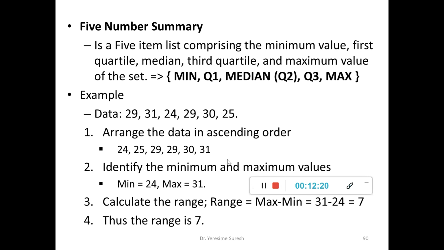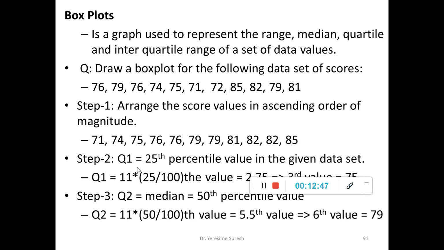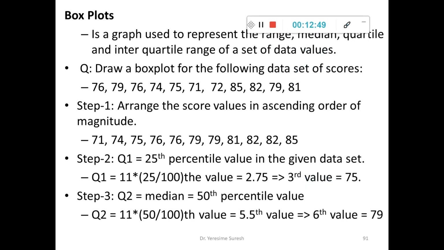We'll see an example wherein I have taken this data set with 6 observations. The first thing is I arrange the data in ascending order, which I have done. So the maximum number is 31 and the minimum number is 24, and I will calculate the range, max minus min. 31 minus 24 is 7, thus the range is 7. This range will be used in your box plot application. We'll see how exactly a box plot works.